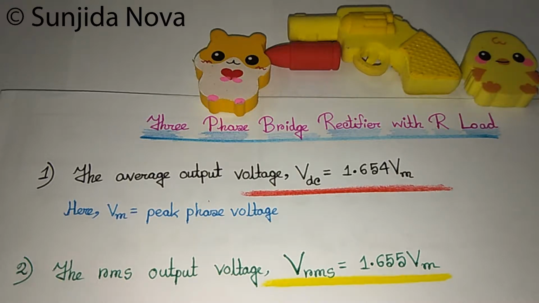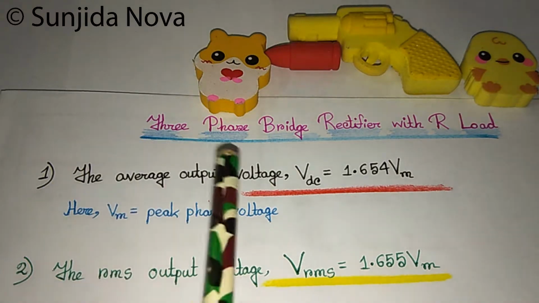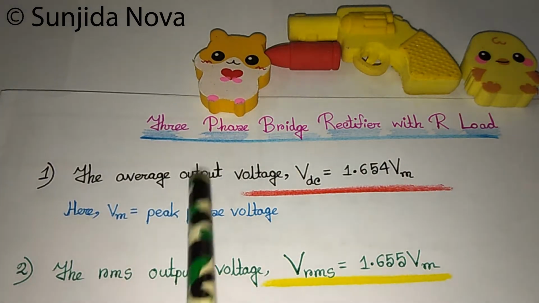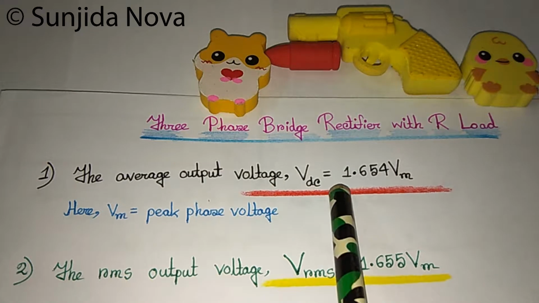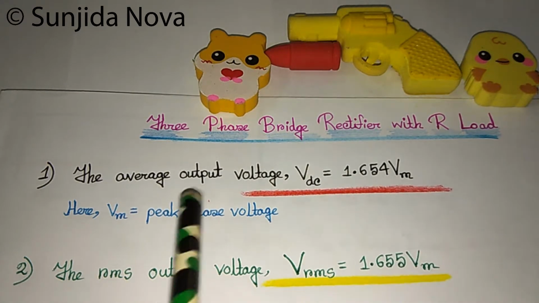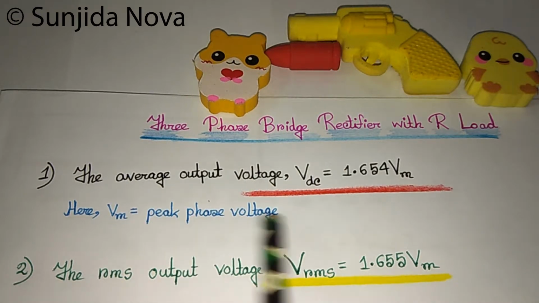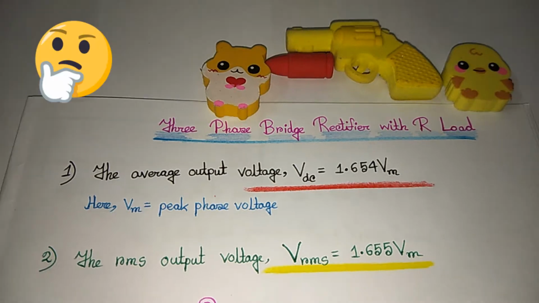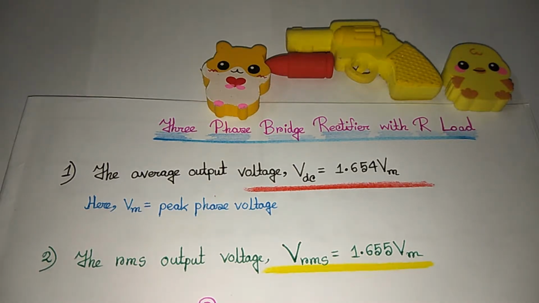At first, in order to solve the three-phase bridge rectifier with resistive load, we have to know the average output voltage VDC equals 1.654 Vm, where Vm equals the peak phase voltage, and number 2, the RMS output voltage VRMS equals 1.655 Vm. One more important thing, there is a phase relationship between voltage and current in a purely resistive circuit.